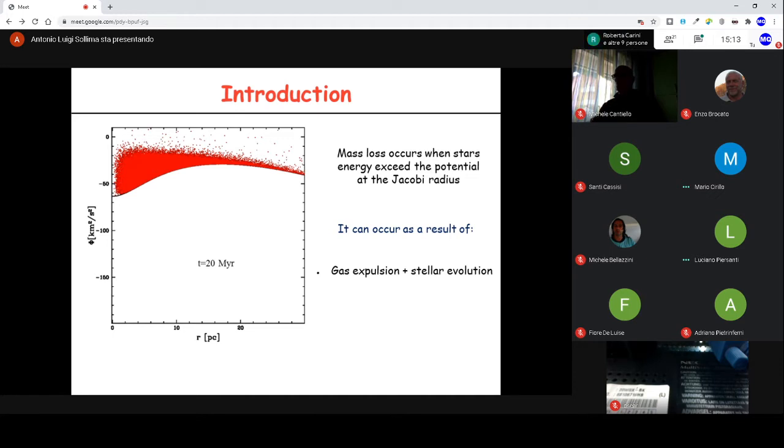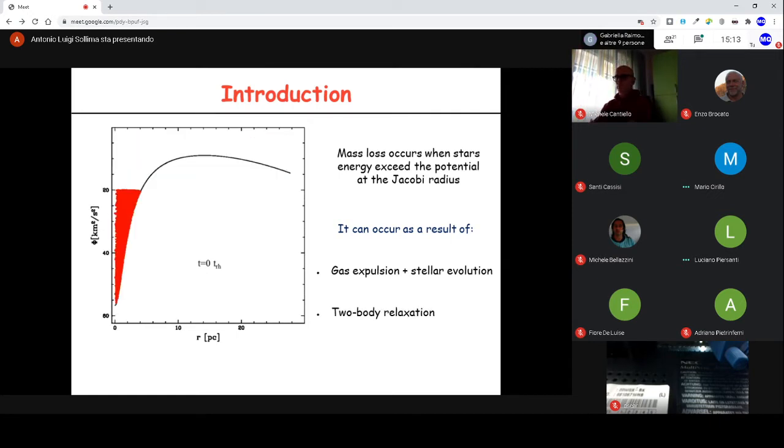For instance, if you consider the formation scenarios of multiple populations, where you expect that the first generation is lost immediately, this is the process which is thought to be responsible for the efficient loss at early epochs of the first generation. Another way you can lose stars is through two-body relaxation, which is effective in all those stellar systems with a relaxation time which is shorter than the age.